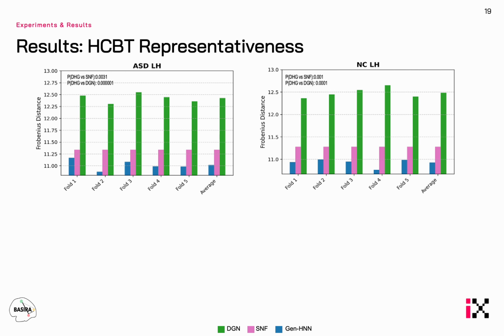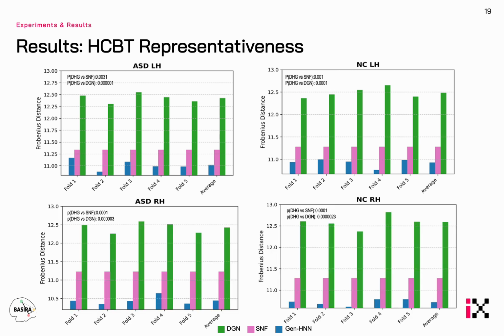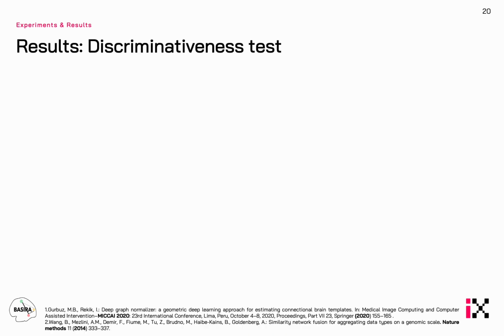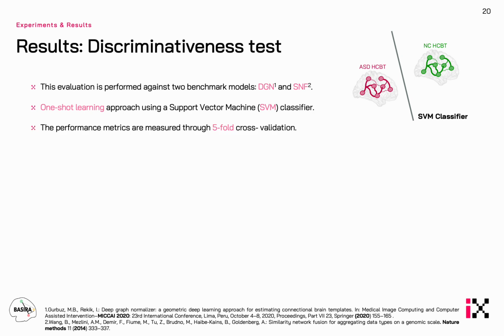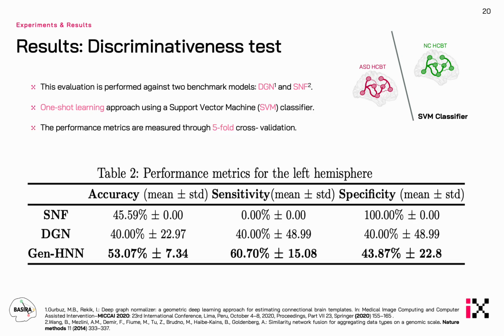We also conducted the experiments on the right hemisphere, and we obtained the same trend. The second evaluation is the discriminativeness test. We used a one-shot learning approach. Specifically, we trained an SVM classifier using only two HCBTs for populations ASD and NC independently, and the performance metrics are reported in this table for the left hemisphere, where our model achieved higher accuracy values compared to SNF and DGN, and it also shows a more stable profile when it comes to identifying the positive and negative cases.